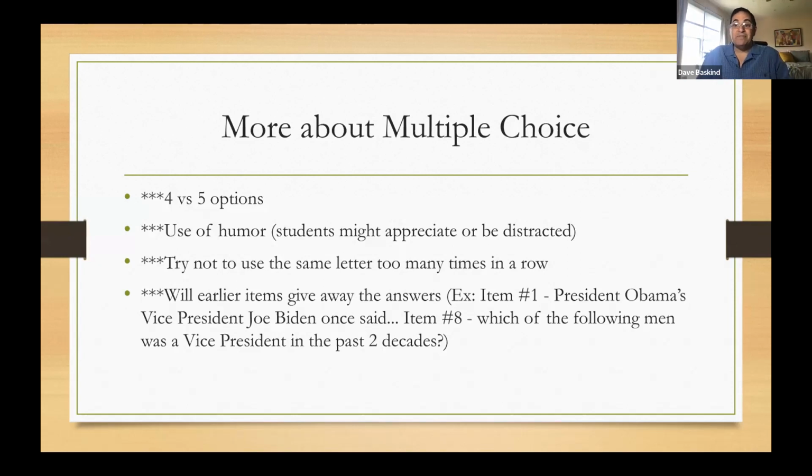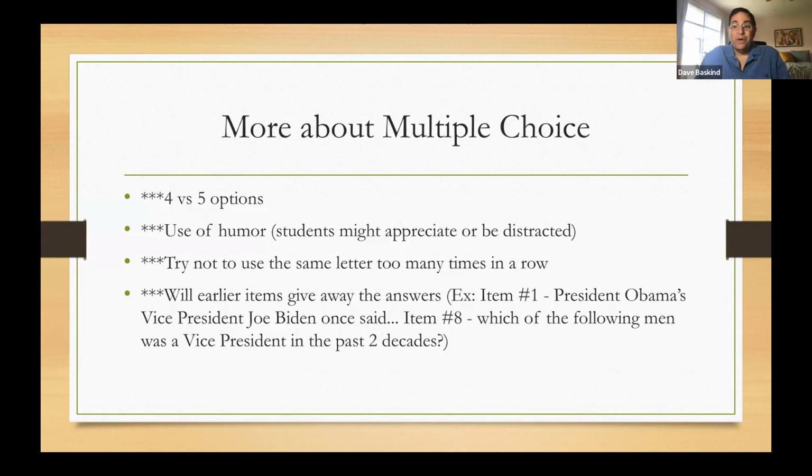That said, I have seen some research indicating that use of humor is more of a distraction to students. So it's something to consider. I like it, I prefer it. My students have said more positive things about it, but it's possible it may not be the way to go for everyone. Try not to use the same letter too many times in a row.